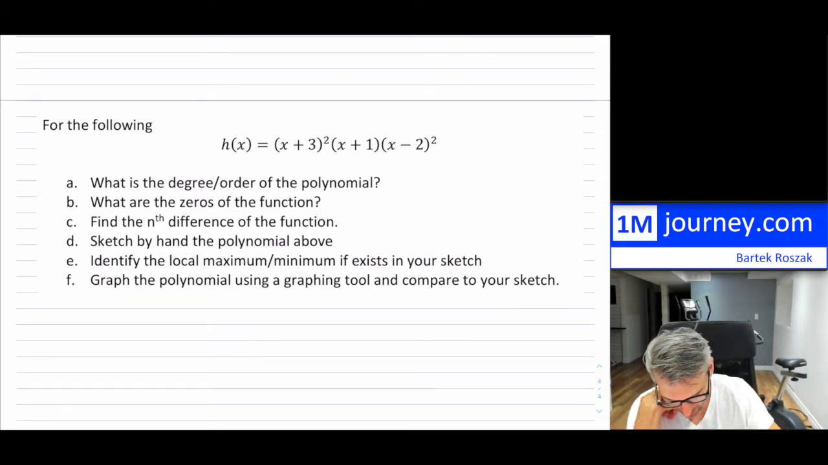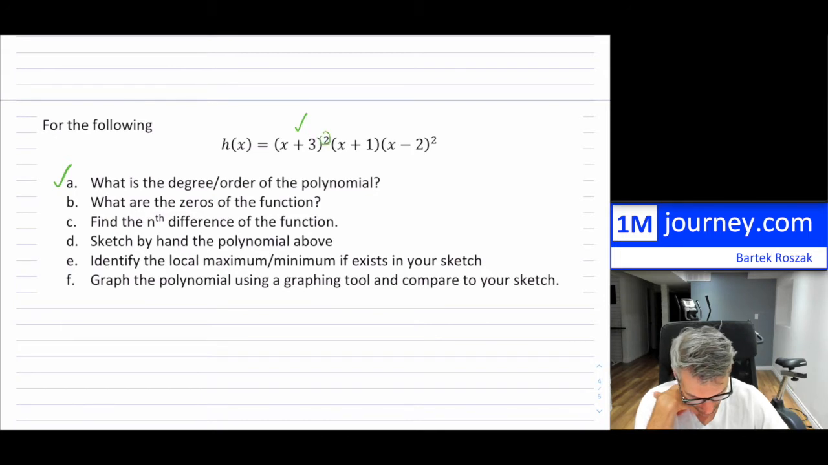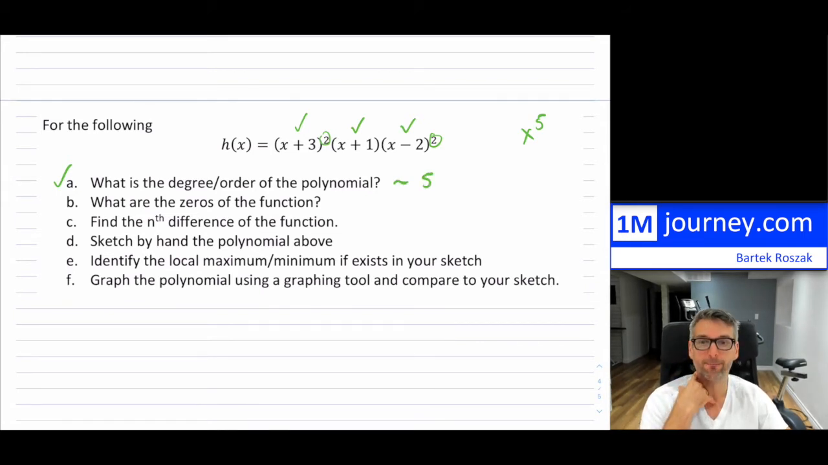What is the degree or order of the polynomial? So that's the same thing as before. Well, this factor is of order 2, this one is of order 1, and this one is of order 2. So the total, if we would expand this, our leading term would have been this, which is x to the 5. So what order is this? This is 5th order. That's how we can tell, and you can tell through the factors there.